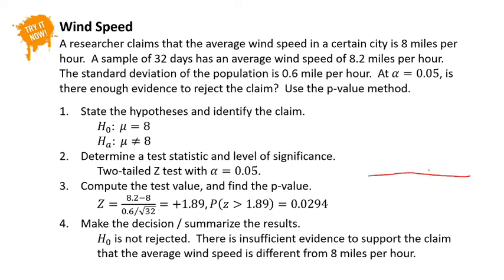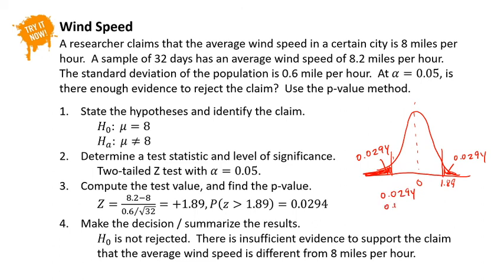Let me actually draw this out so that it's a little more clear. 0, 1.89, and so the area of this tail right here is 0.0294, and if that's all we were working with, then yeah, that would be less than 0.05, and so we would reject the null hypothesis. The thing is that this is a two-tailed test, and so we also have to consider the other side here, which has a tail that is exactly the same length there, 0.0294. So we have to add these two things together.